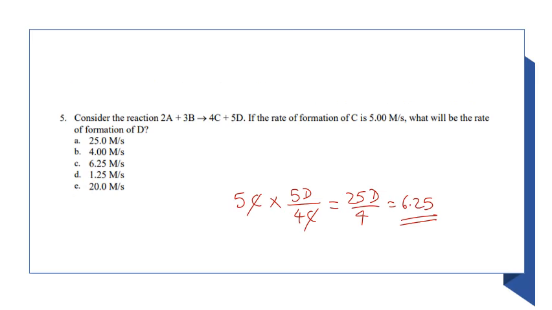Next question is, consider the reaction 2A plus 3B gives 4C plus 5D. If the rate of formation of C is 5.00 m/s, what will be the rate of formation of D? So we are just comparing the stoichiometry here. In this case, we know that 4C and 5D are forming. So if we have formation of 5C, how much D will form? We can just cross multiply, or we can go with the stoichiometry the other way around. So it will be 25 divided by 4, which equals 6.25.